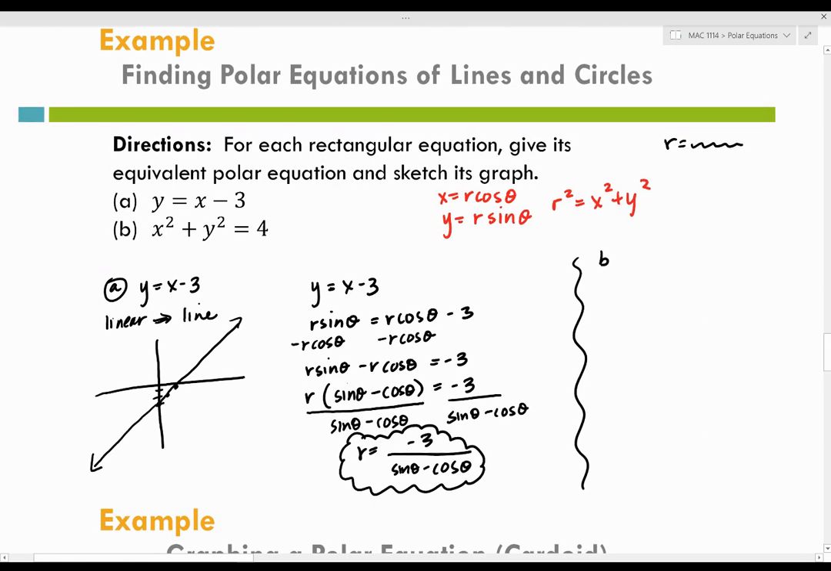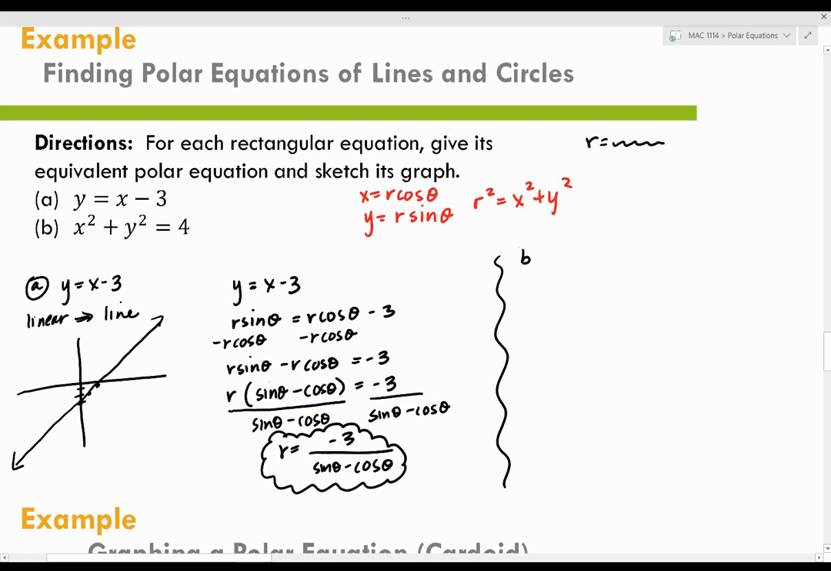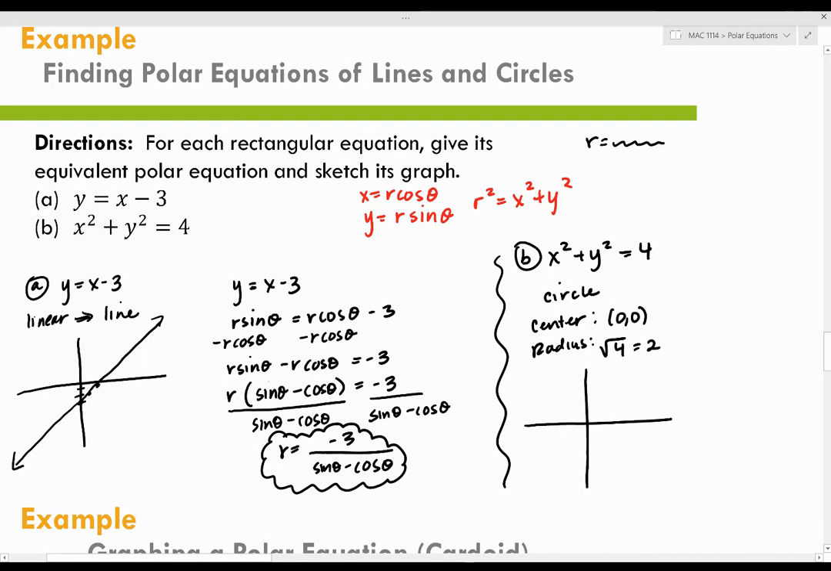B. All right, so for B, our equation is x squared plus y squared equals 4. If you guys recognize that equation, that is actually the equation of a circle. And in order to graph a circle, you need two things. You need to know the center, and you need to know the radius. The center of this circle is at 0, 0, and the radius is the square root of 4, which is 2. So if I were to graph this circle, the center would be at the origin, and I would go 2 out in each direction and connect. So there's my circle.